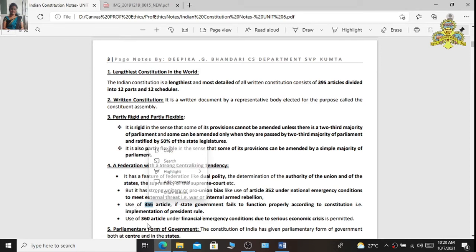And according to article 360, the constitution can make use of article 360. According to this article 360, the constitution can impose financial emergency conditions on the country due to some serious economic crisis. Okay, in case of any serious economic crisis, the constitution can make use of article 360 to impose financial emergency conditions.